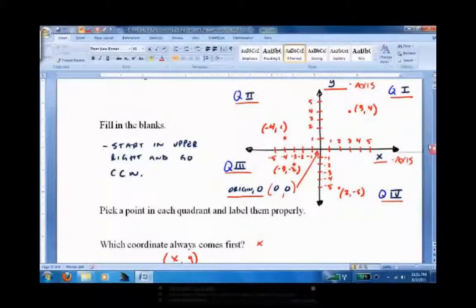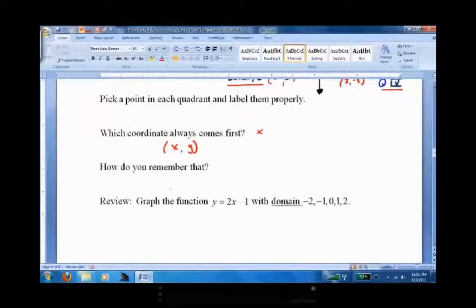How do you remember that it's x then y? Well, that's easy. It's alphabetical. X comes before y in the alphabet.